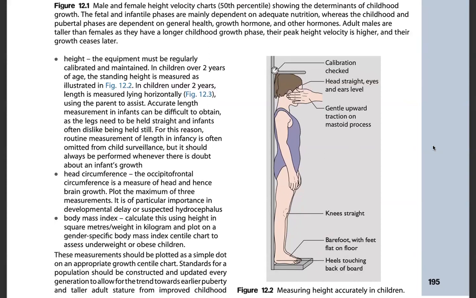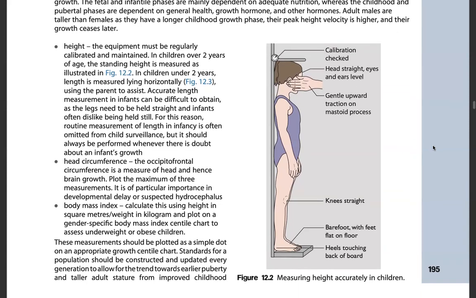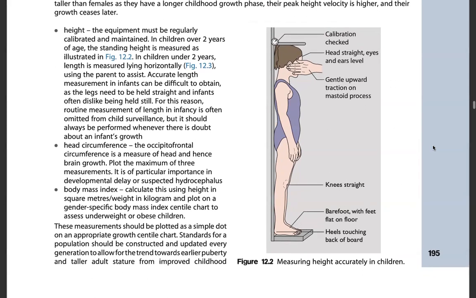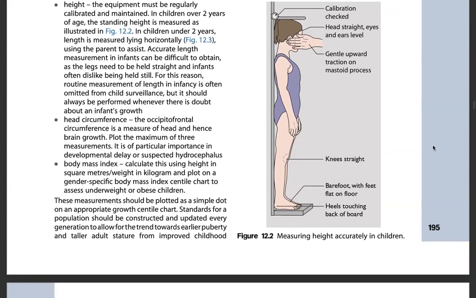Body mass index: BMI is calculated using weight in kilograms divided by height in square meters, and plotted on a gender-specific body mass index centile chart to assess underweight or obese children. These measurements should be plotted as a simple dot on an appropriate growth centile chart.